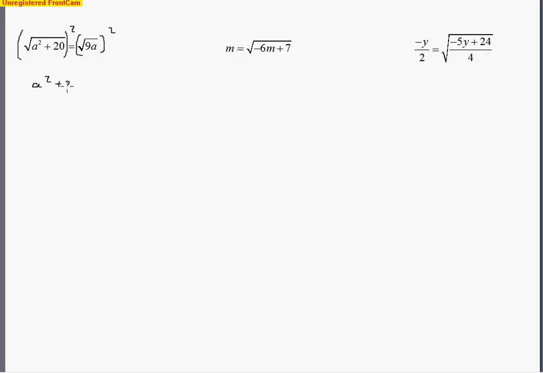And I've got a squared plus 20 equals 9a. So I go ahead and move the 9a back to the left-hand side, leaves me with a squared minus 9a plus 20. So I put it in descending order from highest exponent down to the lowest. So I'll go ahead and factor, and this factors to an a minus 5 and an a minus 4. And this all equals 0. And so when I go ahead and solve, I end up with two answers. A equals 5 and 4.